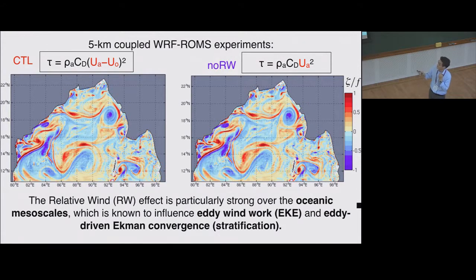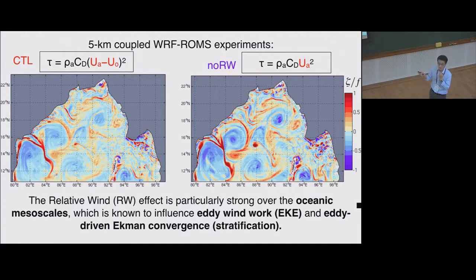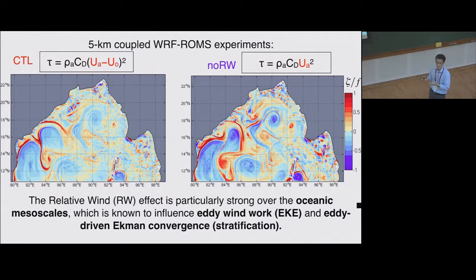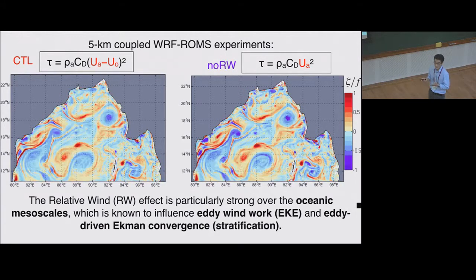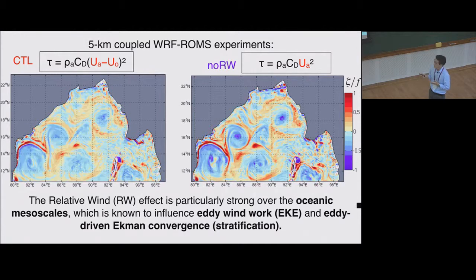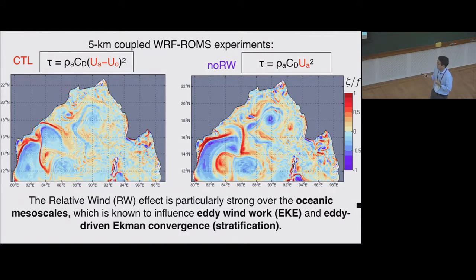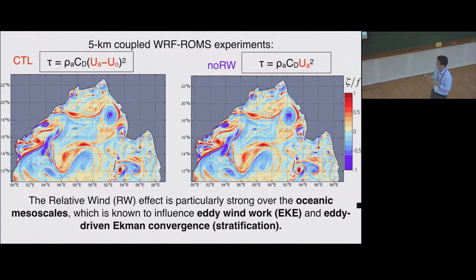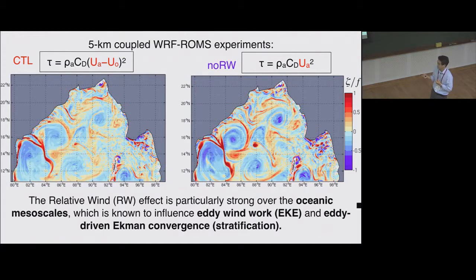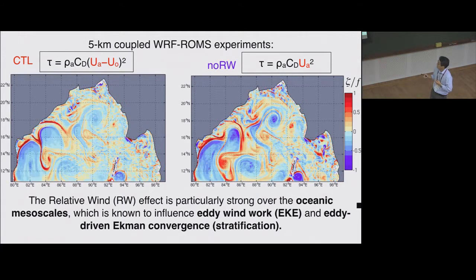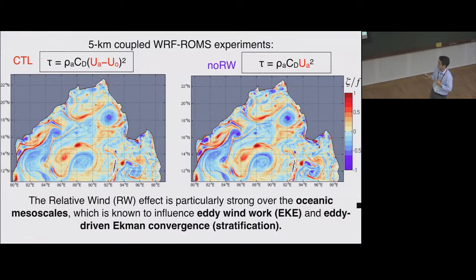So as you can see, there's already a clear difference in the stress formulation, where conventionally we ignore the surface current in the stress formulation, thinking the ocean current is very small compared to atmospheric wind, so we can ignore it. But that's not the case for the oceanic mesoscale or energetic surface boundary currents, and it's increasingly well known that this relative wind effect, surface wind relative to surface current, is increasingly important as you go to smaller spatial scales. This influences eddy windwork, therefore eddy kinetic energy, and eddy-driven Ekman convergence, therefore stratification in the upper ocean. So the difference between these two: the large-scale structure, especially in the first month of simulation, remains similar.